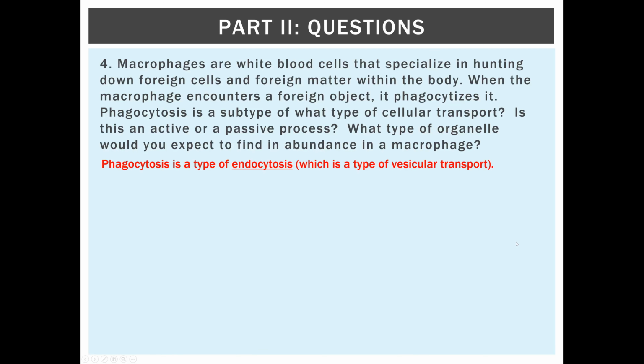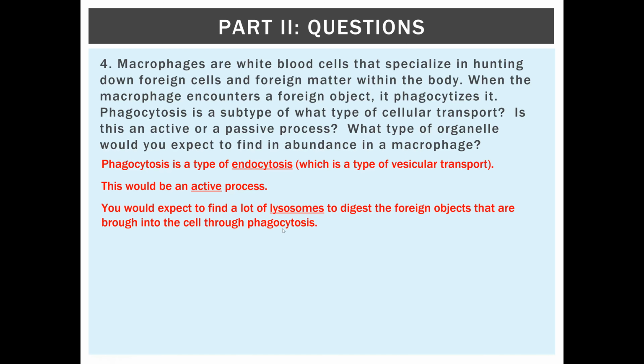So phagocytosis is a type of endocytosis, which is a type of vesicular transport. The other 2 types of endocytosis are pinocytosis and receptor-mediated endocytosis. This would be an active process, so all of the vesicular transports, exocytosis and endocytosis, are all active processes requiring ATP. And you would expect to find a lot of lysosomes to digest the foreign objects that are brought into the cell through phagocytosis.